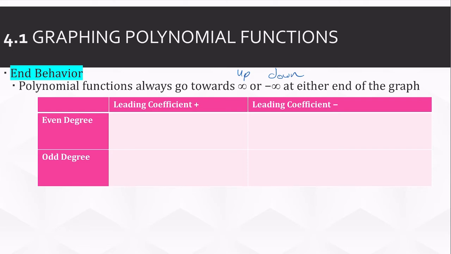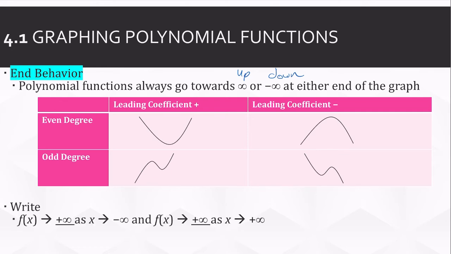If the degree is even and the leading coefficient is positive, both ends go up. If the degree is even and the leading coefficient is negative, that's the negative a, it flips over the x-axis, both ends go down. If it's an odd degree, positive leading coefficient, the left goes down, the right side goes up. And if the leading coefficient is negative, left side goes up, right side goes down.